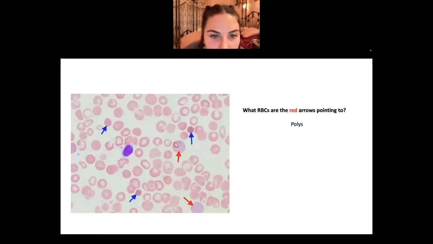So I think you're referring to this dot here. This is not a Howell-Jolly dot. A Howell-Jolly dot is going to be blue. One of you said, I think it's a Howell-Jolly, but it's not the same color. It has to kind of be that color.